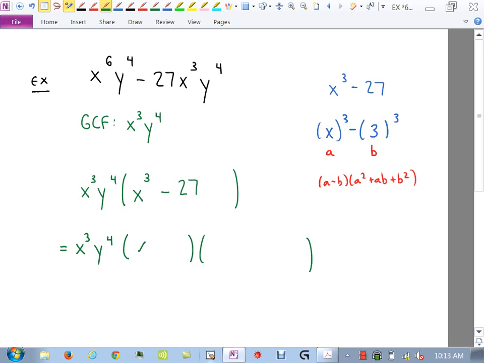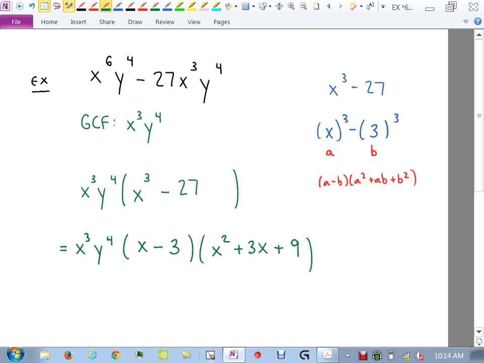X minus 3. Okay? Now the next piece of this is a squared, which for us is just x squared. And then plus a times b, plus x times 3, which is the same as 3 times x. So plus 3x. And finally, plus b squared, so plus 3 squared. 3 squared is 9. All right.